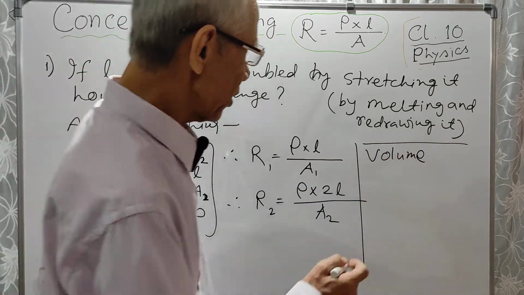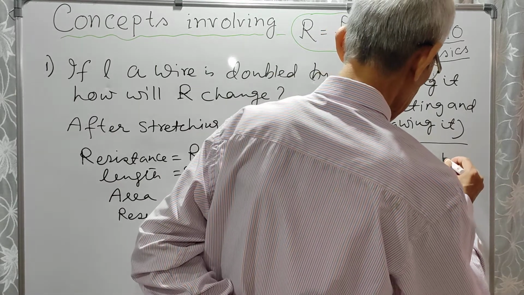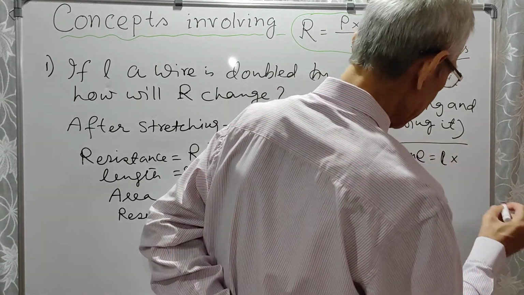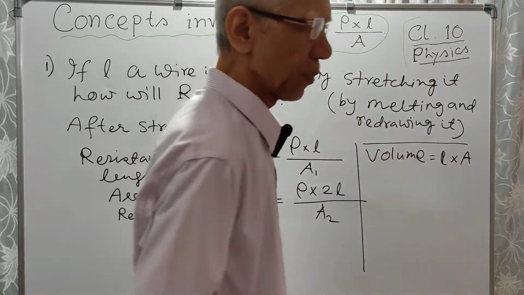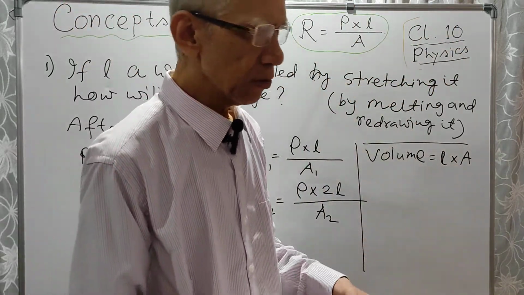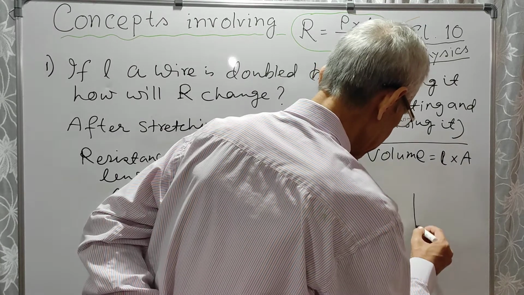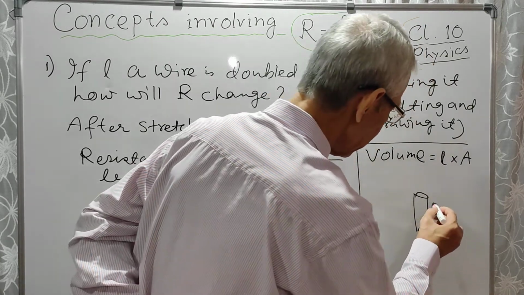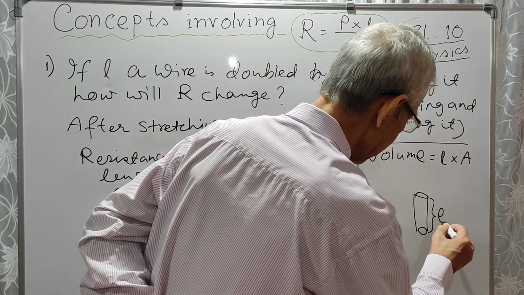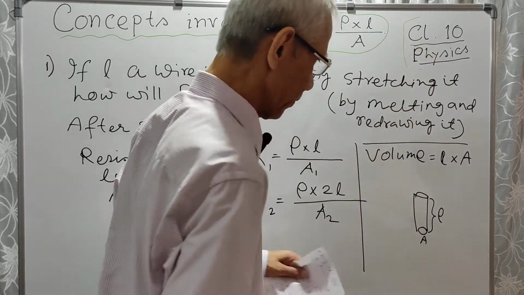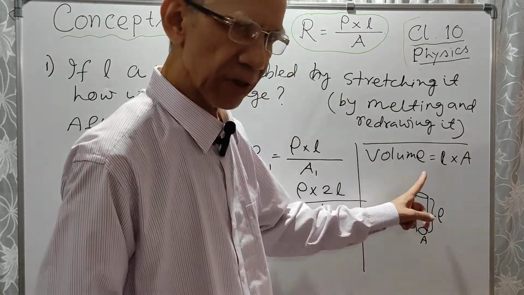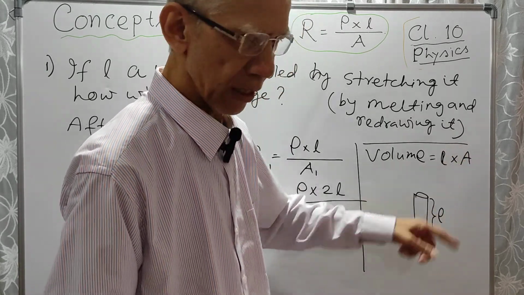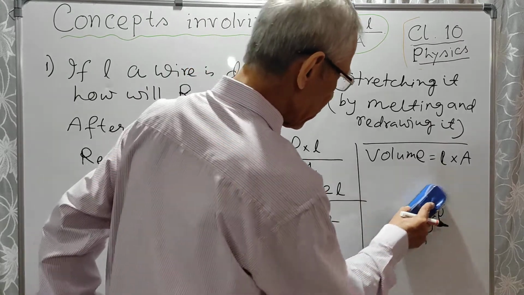Now in the first case, what was the volume? Volume was L into A. So the volume of a cylinder is what? You see, the wire is a cylinder. So what is the volume? This is length L, and this is cross sectional area A. So A into L. Volume of a cylinder is cross sectional area into length, A into L. Okay.